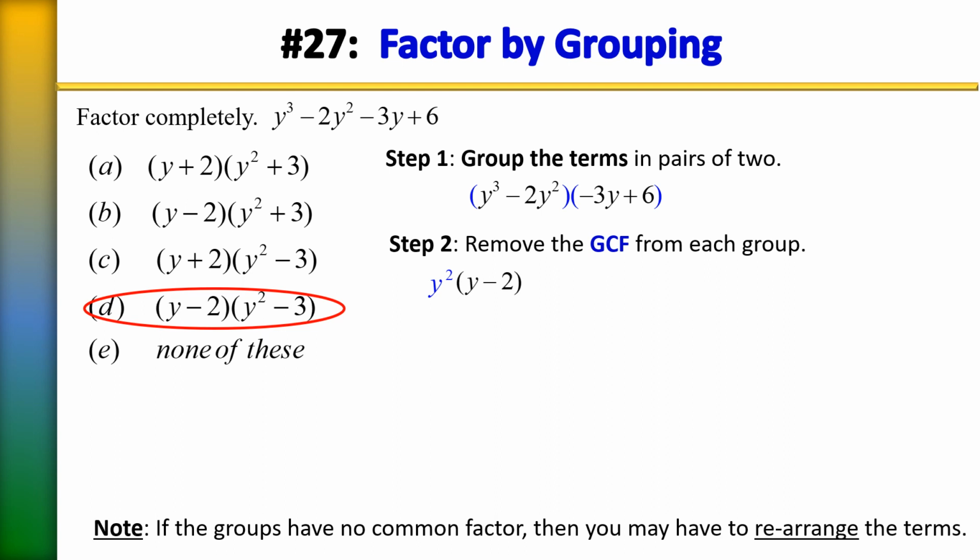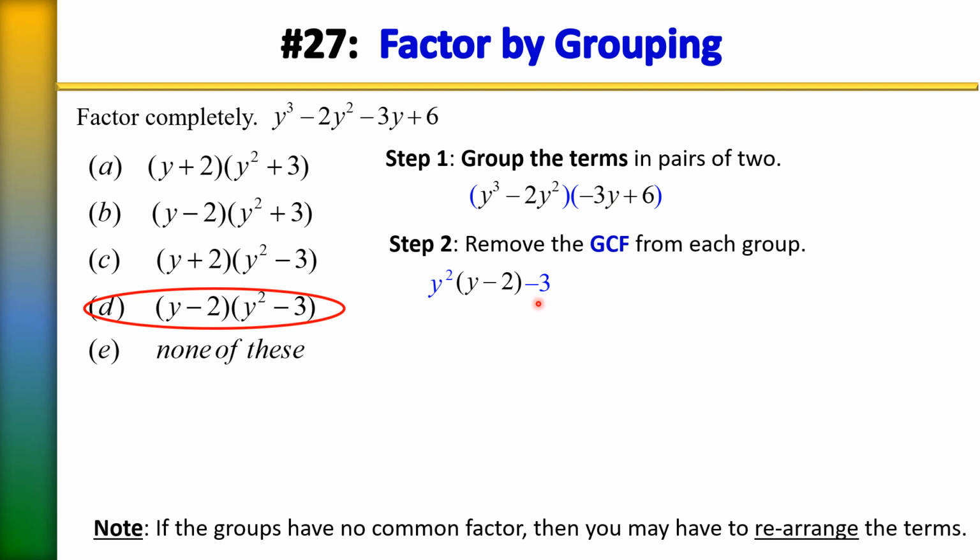Now next we want to focus on that second group to look at these 2 terms and say, what is it that they share in common? Well, we can see that they share a 3 in common, but remember I told you in class that whenever a term starts with a negative, you're going to factor out a negative. So I'm going to factor out a negative 3. And so when I take the negative 3 from the first term, I'm left with y.